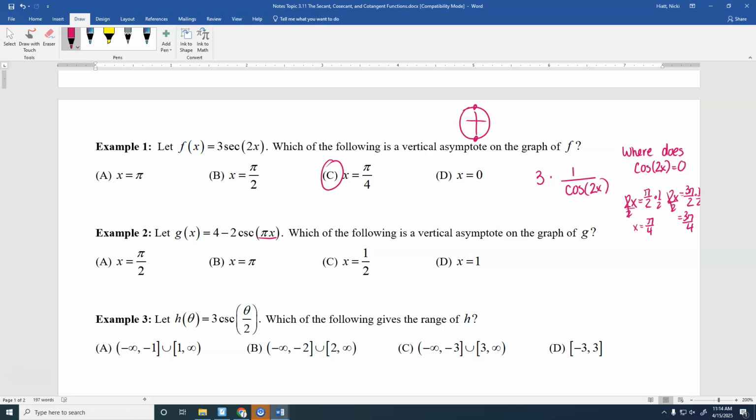So I'm going to think about this like 4 minus 2 times 1 over sine of pi times x. And I need to ask myself, where does sine of pi x equal 0? Thinking about pi x is too hard. Just think about sine. Where does sine equal 0?